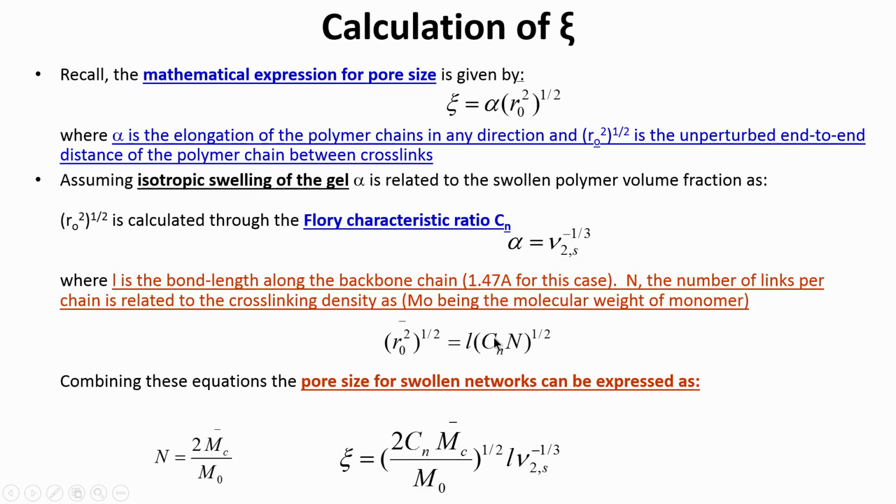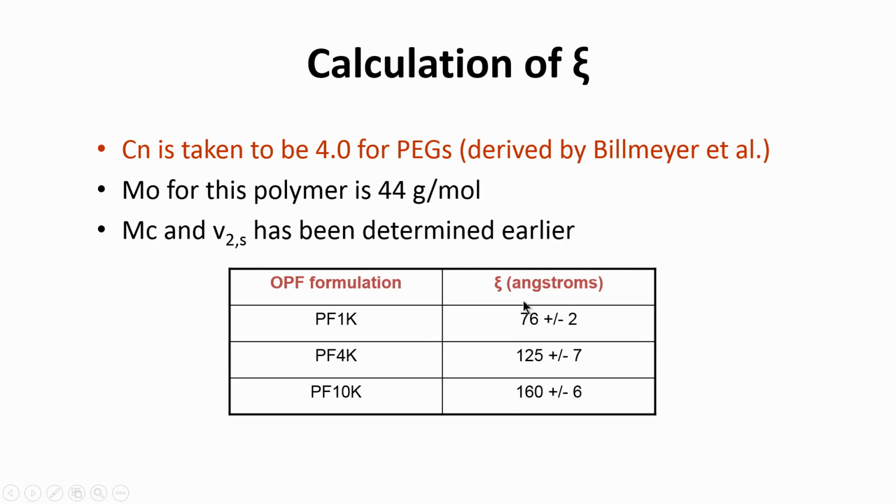And then once you have that, you can directly put this into the pore size calculation and apply this throughout, where 1.47 Angstrom is the length between these polymer bonds in the backbone, and Cn is taken from the literature. If you apply that, you will find the pore size increases from 76 Angstrom, which is 7.6 nanometer, to 16 nanometer. This reiterates that if you increase the molecular weight of the polymer itself, you will get a higher pore size. Okay, so we will stop here.